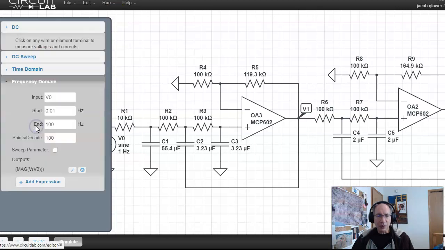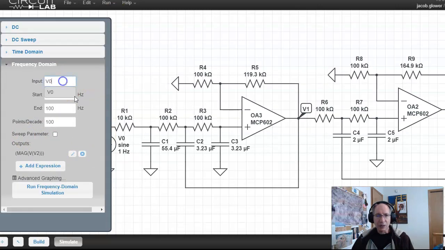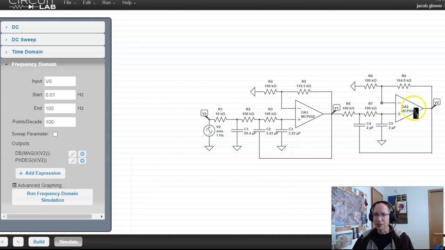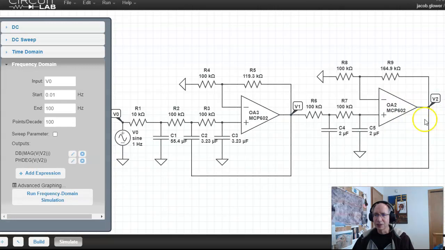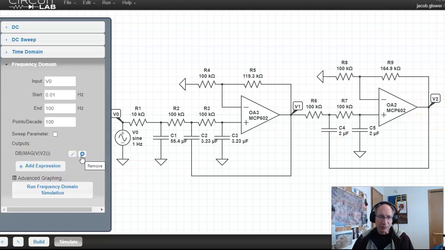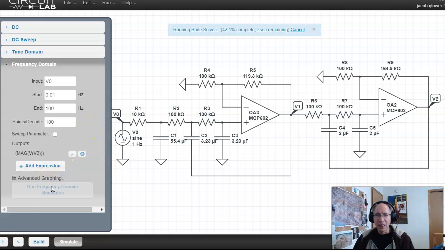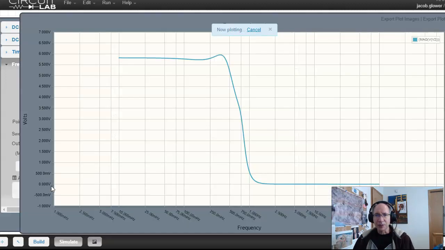Let's do frequency domain. I want to vary the source on the left, that's V0, starting from 0.01 to 100 Hertz. The parameter that I want, let's look at the output, V2, that's off the screen. There it is, V2. And I don't care about phase. Some people prefer dB. I personally prefer magnitude. Pick your favorite. Run. And that'll show you the gain versus frequency.